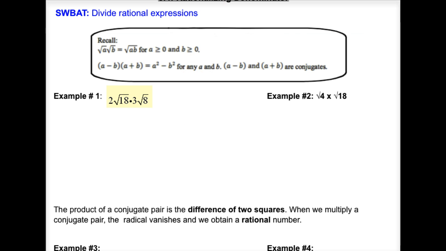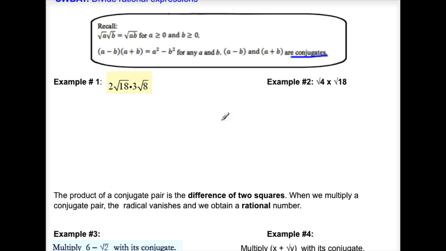The next thing that I just want to touch on before we move into this is our conjugates. You keep hearing this word. Our difference of squares, a minus b times a plus b, all that is equal to is a squared minus b squared. So let's look at a few examples here really quick.